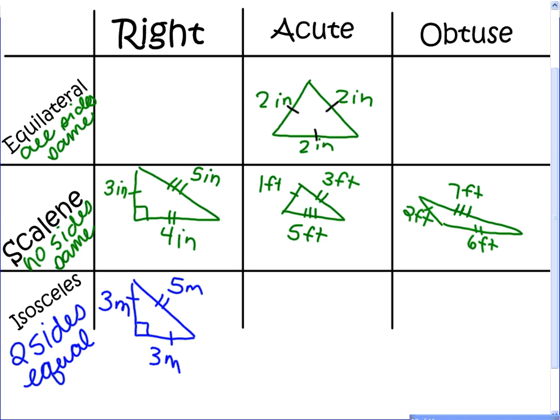Can I have an isosceles acute triangle? Yes, yeah. Okay. So I could have a tall, skinny triangle. Are two sides the same length? Yes. This side, this one's different. Are all my angles acute? Yep.